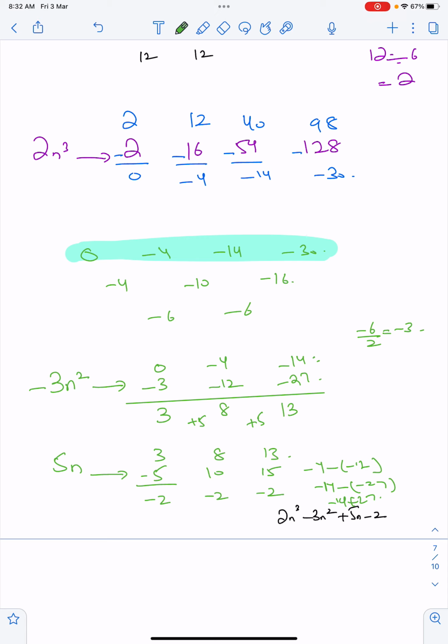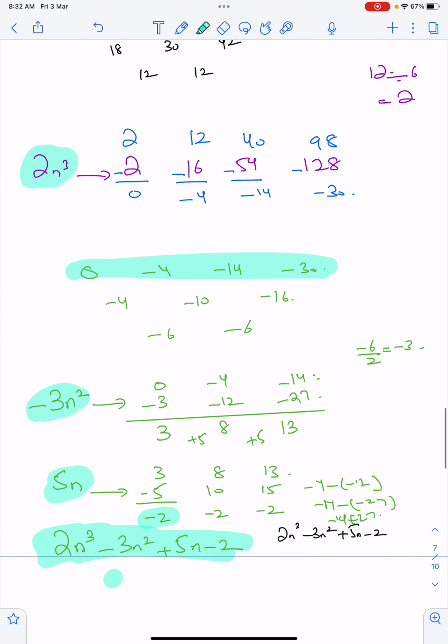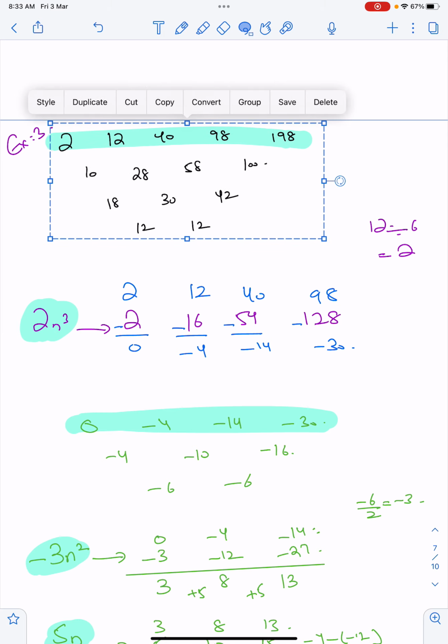So now you just have to simply add all of these, this plus this plus this plus this. So the formula becomes 2n cube minus 3n square plus 5n minus 2. This is the formula for the sequence. Now if you do use the formula to do this question, I'm just copying it down.